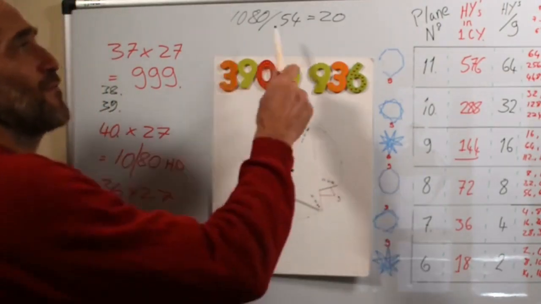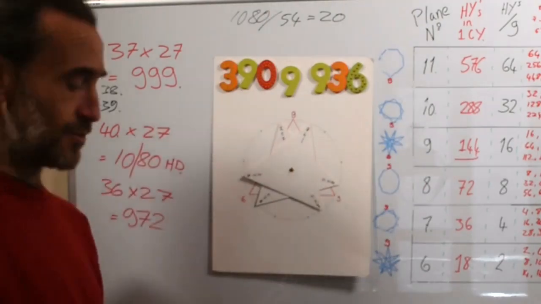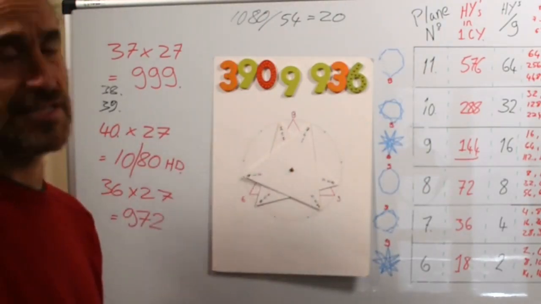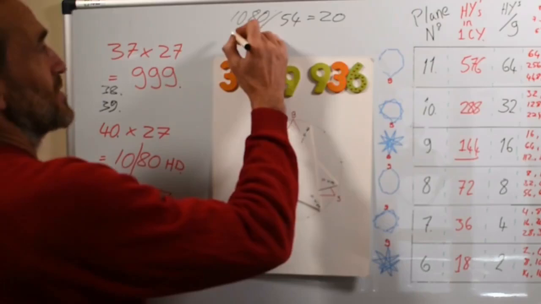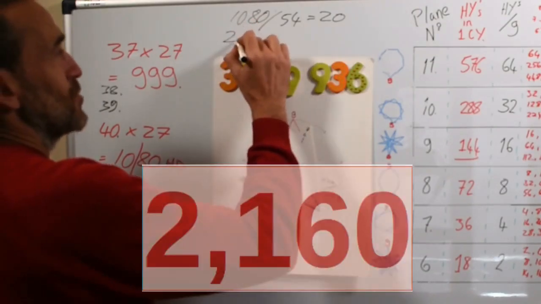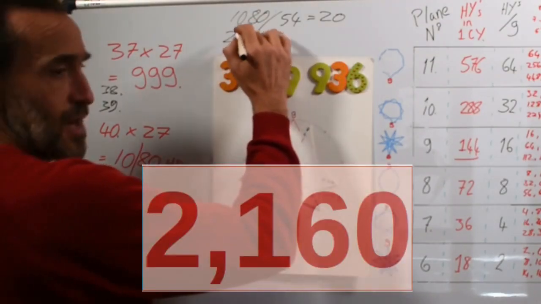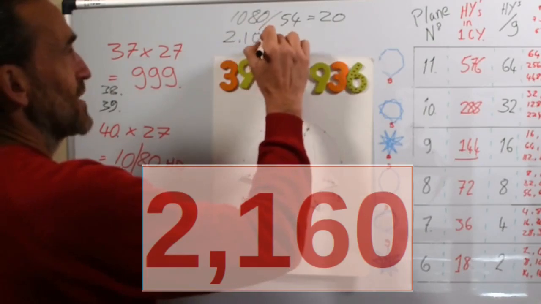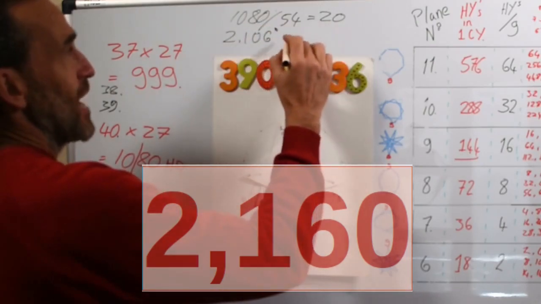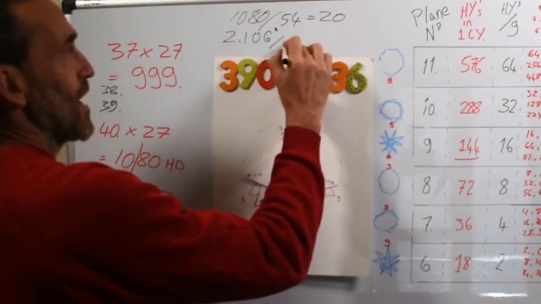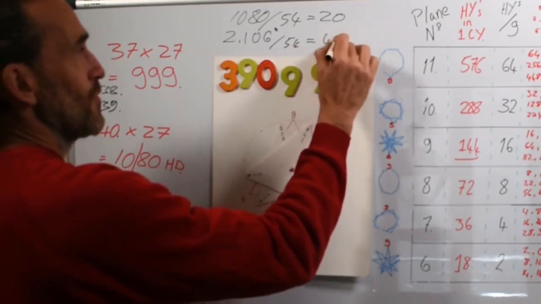So my first reaction was a bit like, okay, for me almost doesn't make sense, but when does 54 next go into the 360 degree cycle? And the answer for that was 2106 degrees, and that divided by 54 equaled 40.